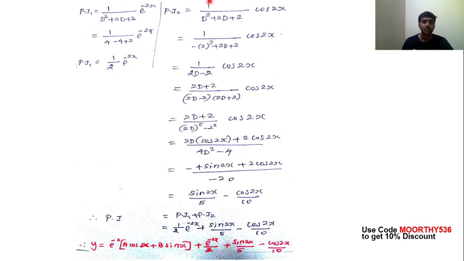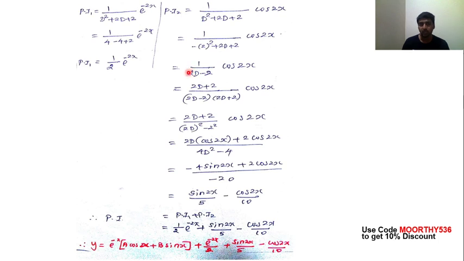1 divided by D square plus 2D plus 2 into cos 2x. The procedure is, we have to replace the D square by minus of 2 square. So here D square is replaced by minus of 2 square, minus of 2 the whole square, plus 2D plus 2. So minus of 2 square is equal to minus 4. Minus 4 plus 2 is equal to minus 2. So 2D minus 2 into cos 2x.